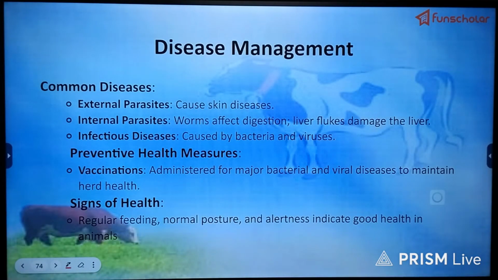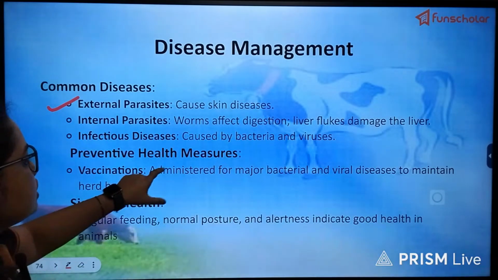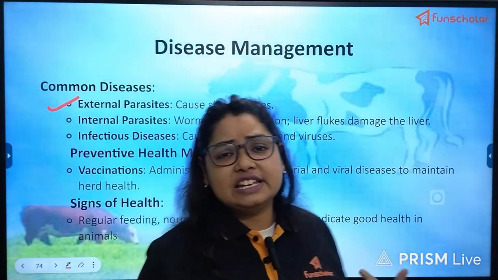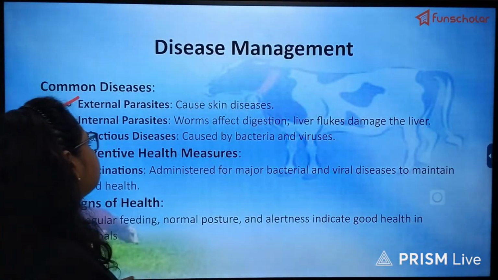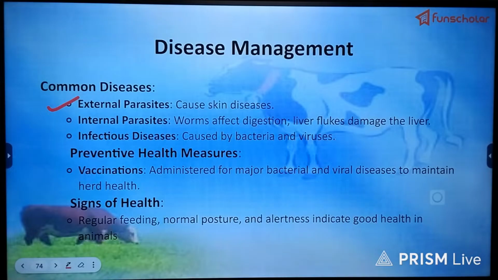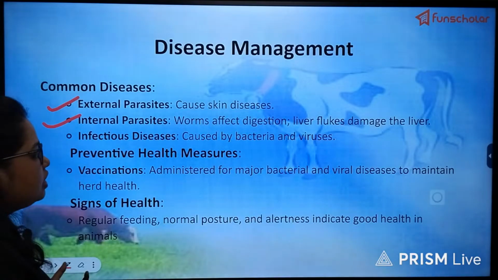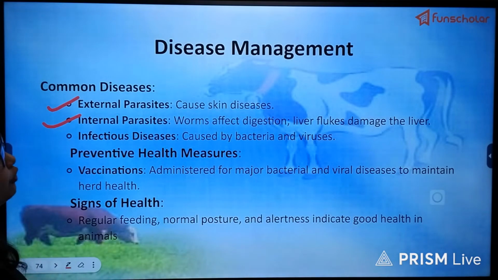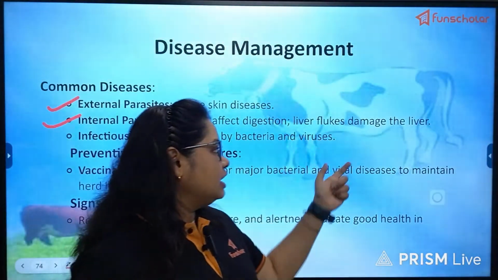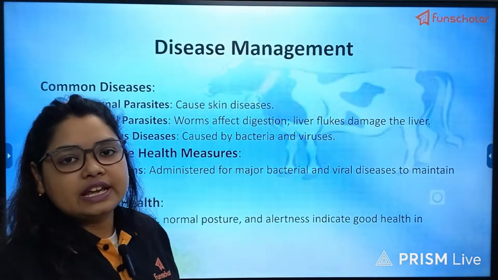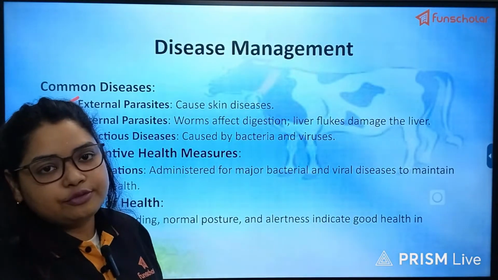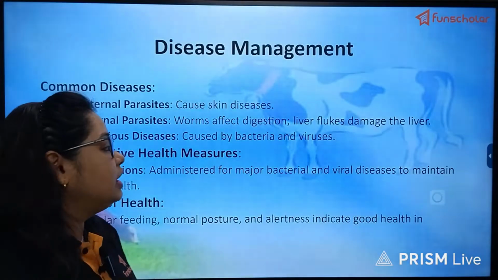How can we manage the diseases? So first we have to know the diseases. The diseases will include external parasites, which dwell on the surface of the body and can cause skin diseases, skin allergies, and skin infections. Then internal parasites include the worms which affect the digestion process and many other processes, for example liver flukes which damage the liver of the cattle, so that they cannot eat properly and digest the food, and ultimately it can lead to death of the animal.